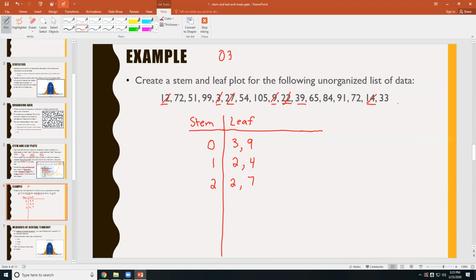There's one with a 3. There's another one with a 3. There's 2 of them there. So 3, the smallest leaf for this would be for 33. So I'll put a 3 here and a 9 for 39, and I'll cross both of those out.